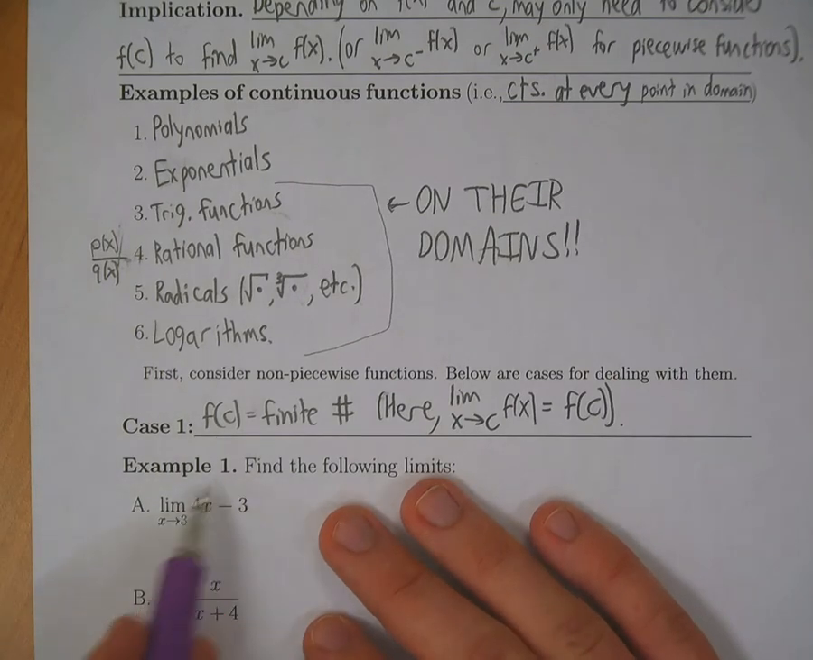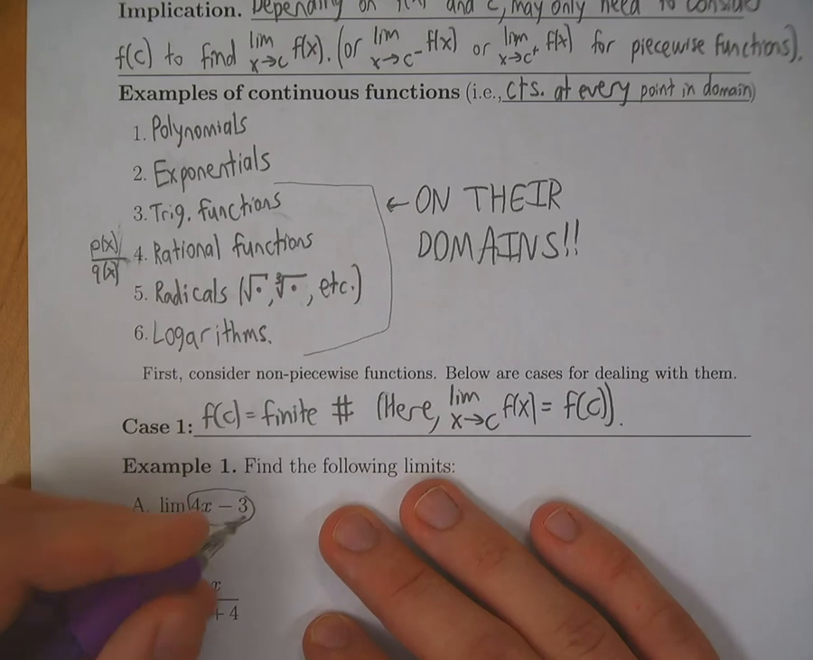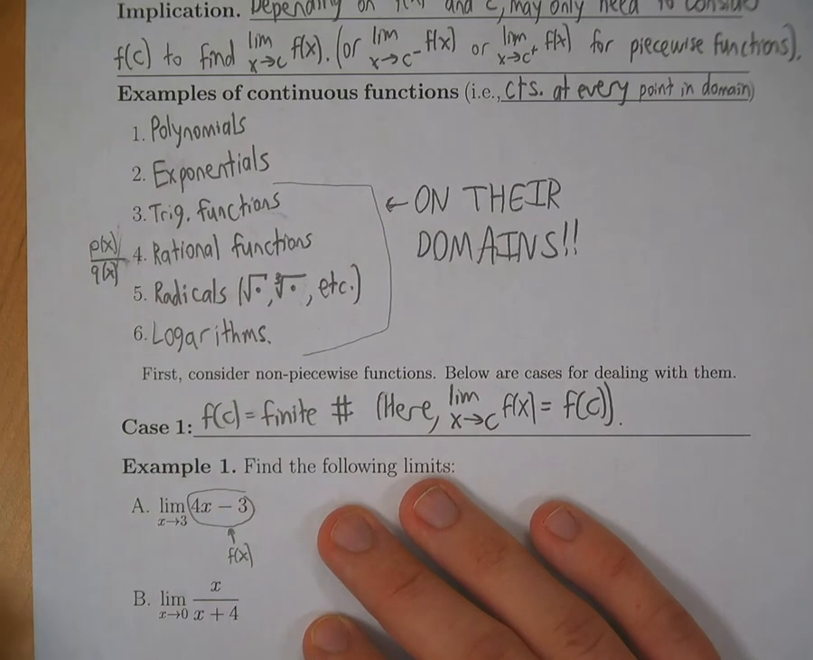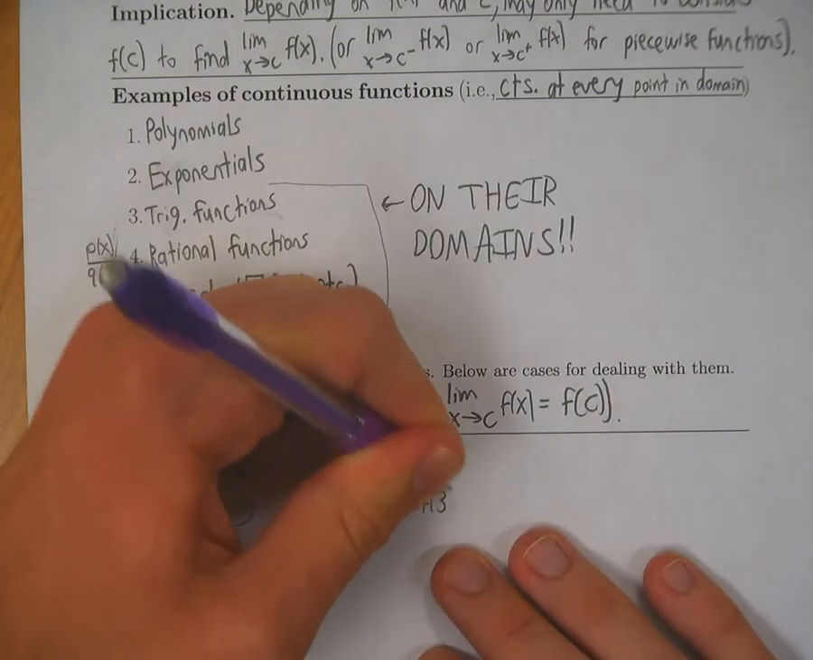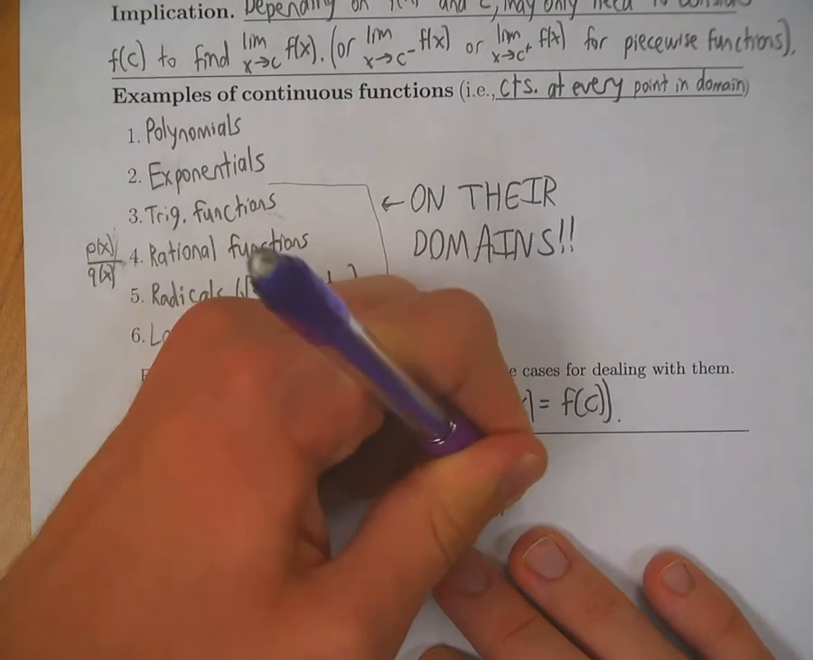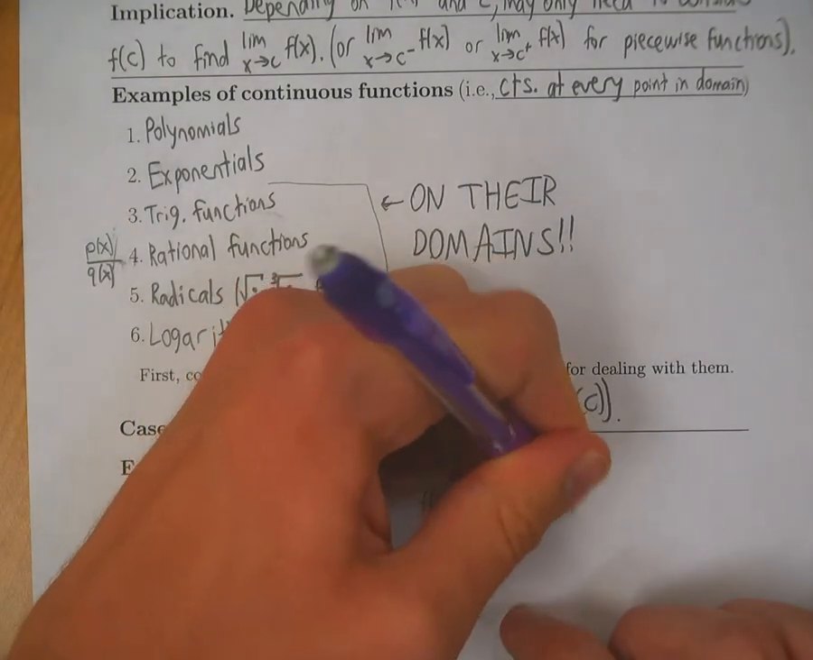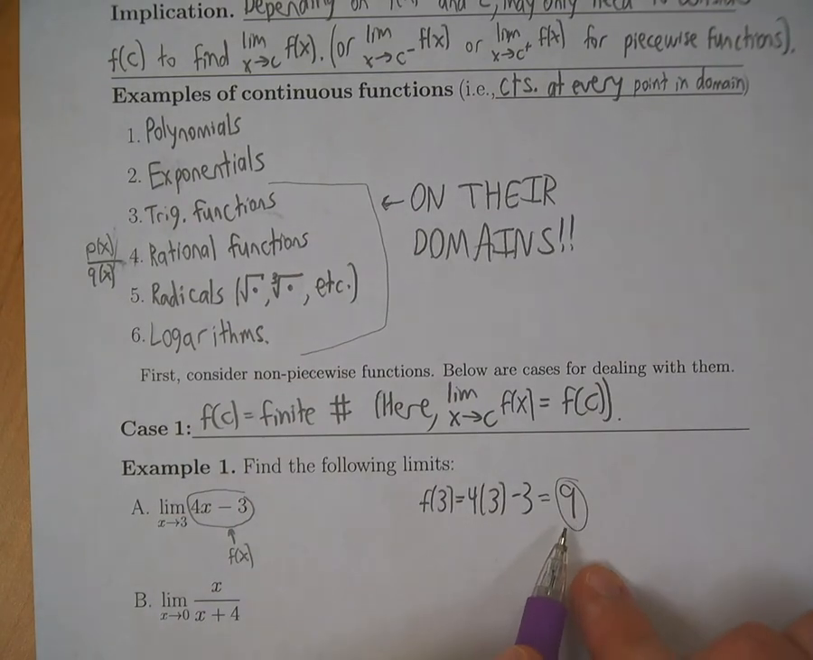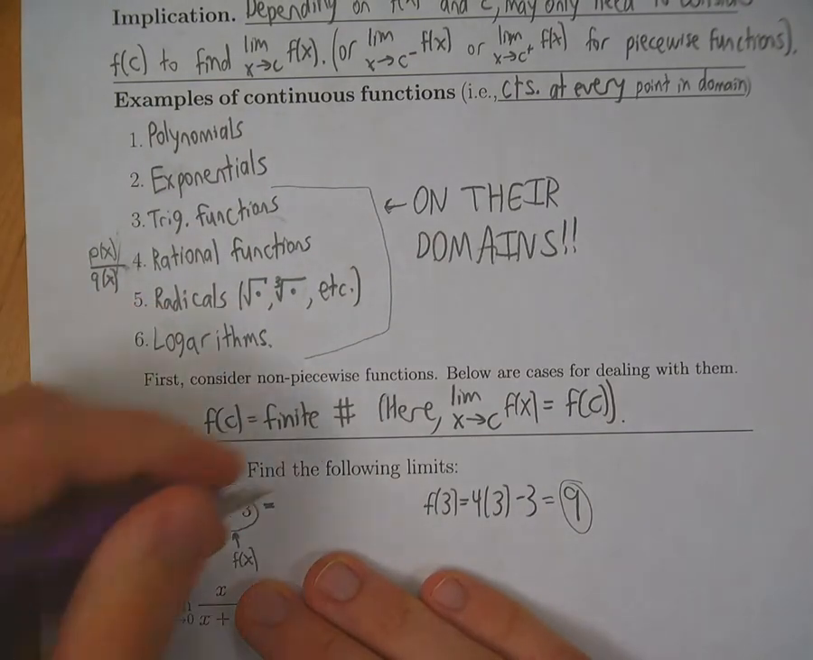So for example 1a, let's let f of x here be 4x minus 3. So what happens here is that if I let f of x equal this, and I want to consider f of, say, 3, then all I have to do is say, all right, well, f of 3 is just 4 times 3 minus 3. And that's just going to be 12 minus 3, so that's just 9. But the good news is that this is just a nice finite number. So in this case, you just end up with the limit as x approaches 3 of 4x minus 3 will just be 9 here.